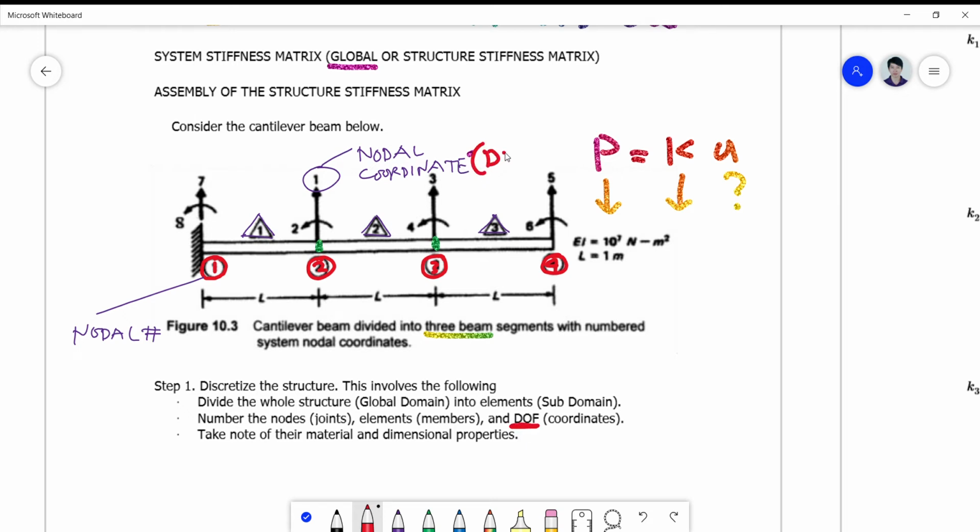So from the point of view of my discussion, I will use the word DOF. Okay, so how do you number it in terms of the nodes, the elements, and the DOF? You can number it the way you want to, but it's very critical to number the DOF. Of course, the nodes must be numbered sequentially to avoid any confusion, and so with the members.